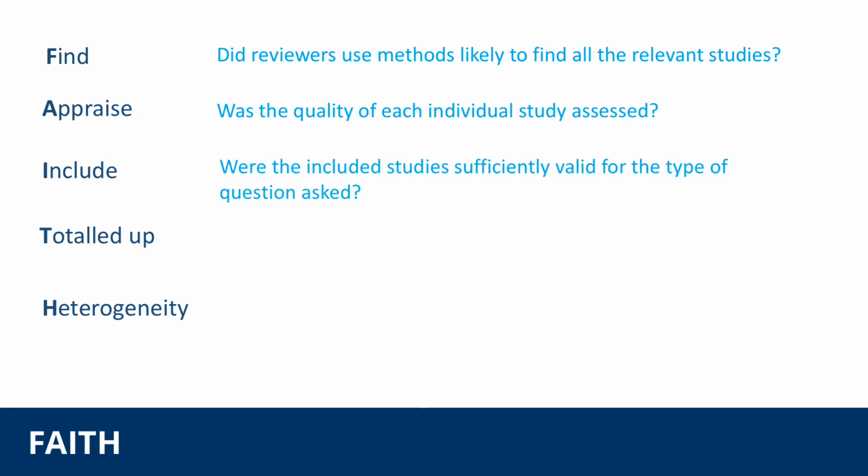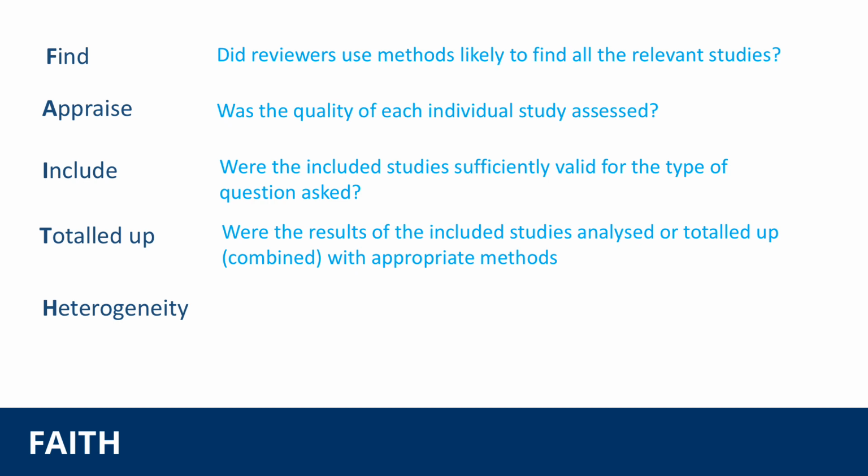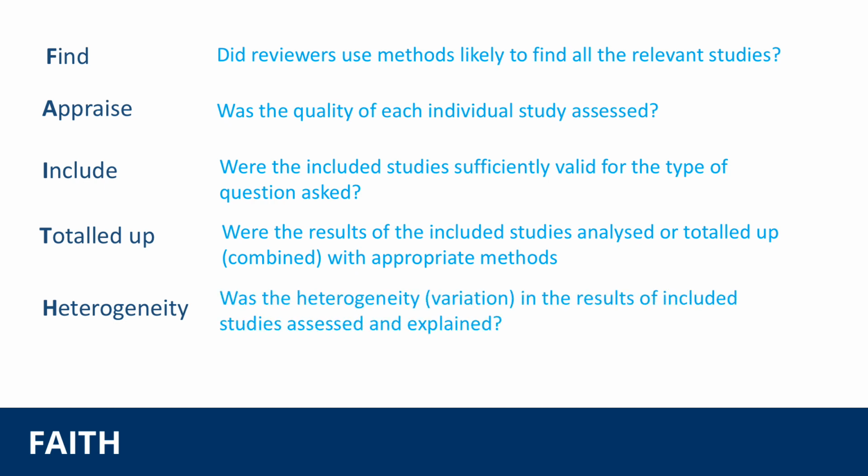For Include, we want to see that the reviewers have only included studies that are sufficiently valid for the type of question asked. This means both that they've included studies of the strongest design for answering the question and that those studies are of high quality. We also need to consider whether the results of the included studies are synthesized or combined using appropriate methods. This is the Total up item of FAITH. H stands for heterogeneity, or variation in the results of the studies included, which should be assessed and explained. For each item of the FAITH checklist, we answer yes, no, or unclear if there's insufficient information.